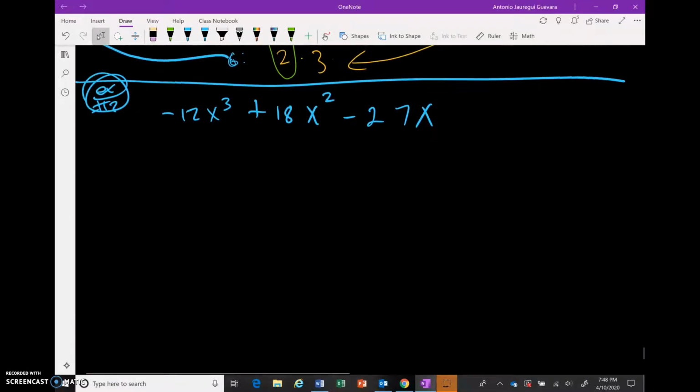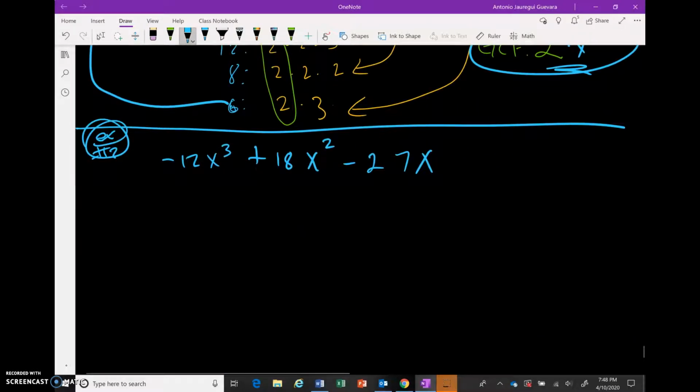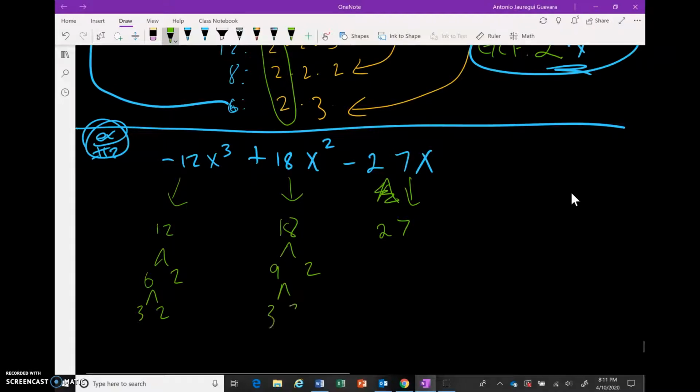So again, you can do this the same exact way as what I showed you right here. You can make your tree for each one. So I'm gonna make a tree for the 12. I'm gonna make a tree for the 18. I'm gonna make a tree for the 27. So for the 12, 6 times 2, 3 times 2. 18 would be 9 times 2, and 3 times 3 is 9. 27 is 9 times 3, and 3 times 3 is 9.